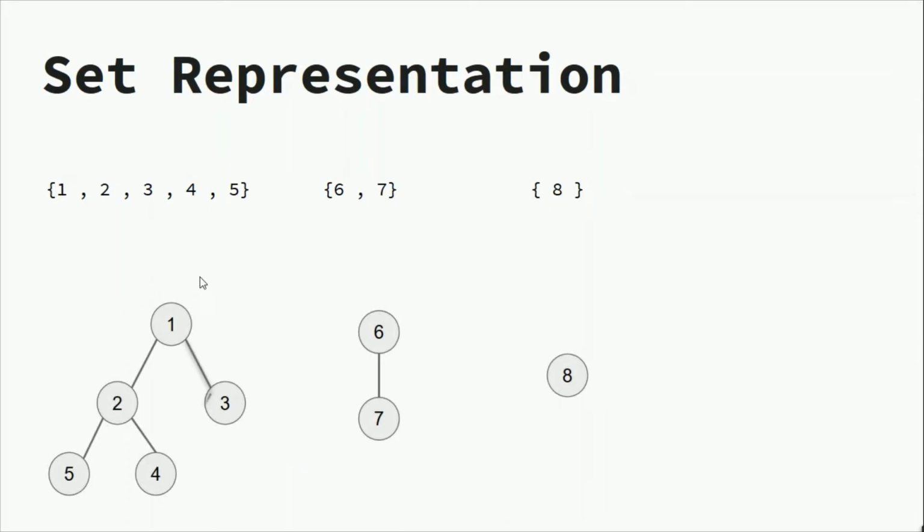For example, this represents the first set. There are 5 elements and those are 1 2 3 4 5. This represents the second set, that is 6 and 7 with 2 elements, and this represents the third set, that is 8. So we can see that disjoint sets can also be used to represent mathematical sets.